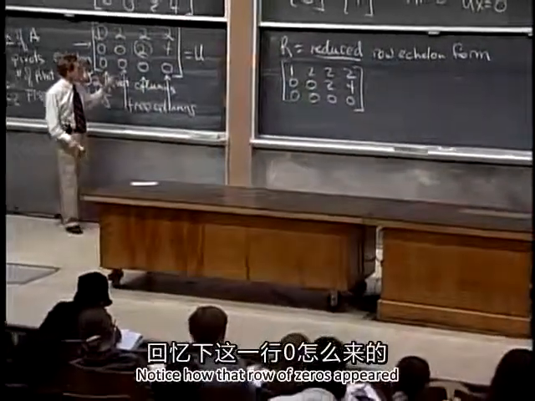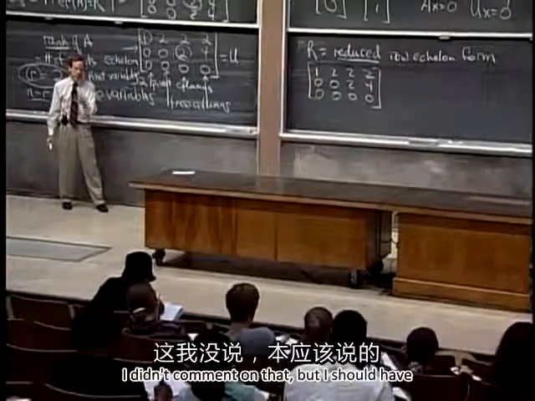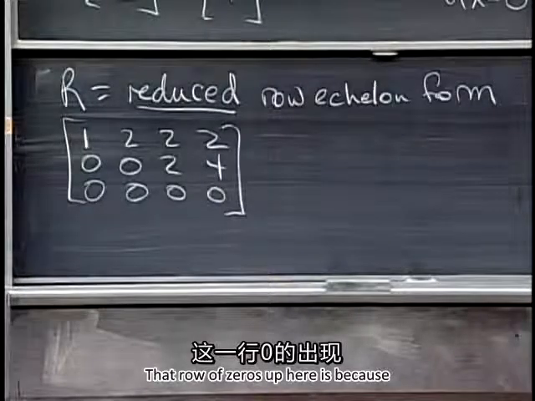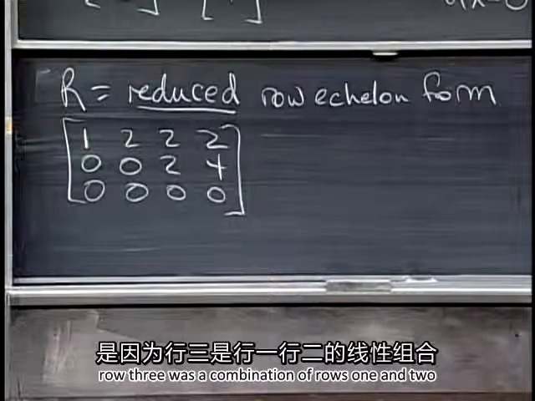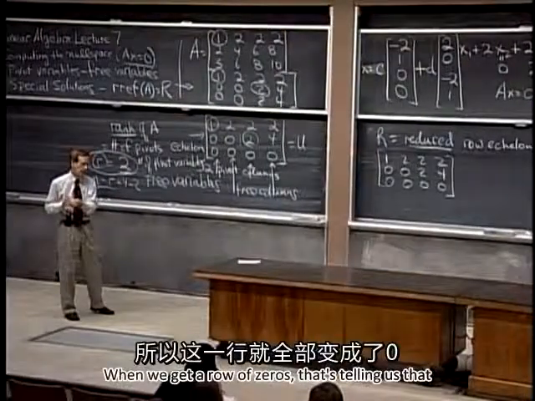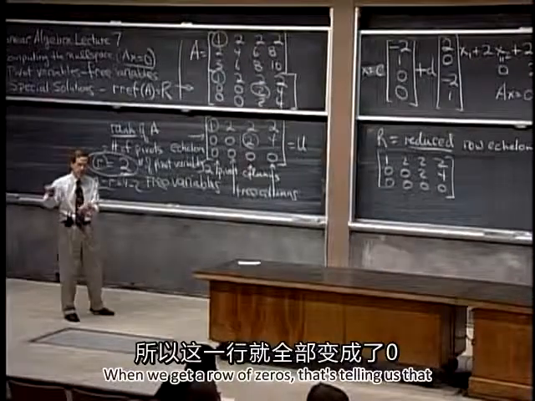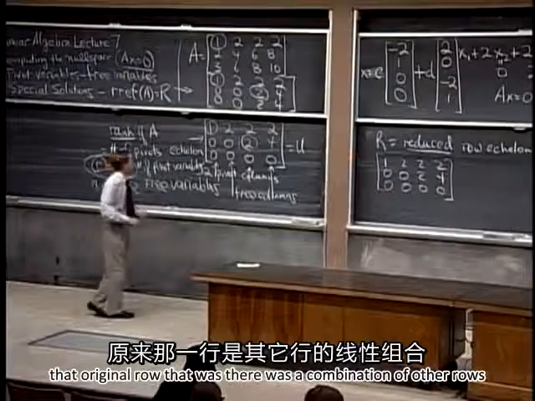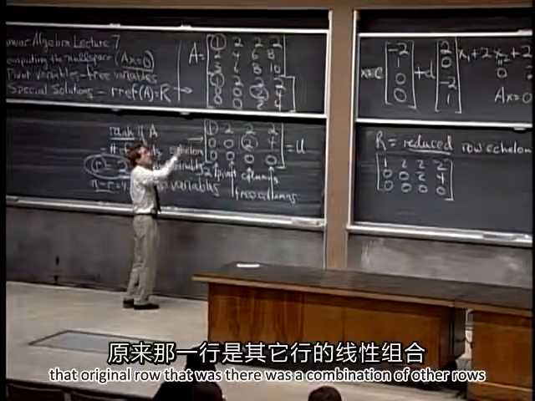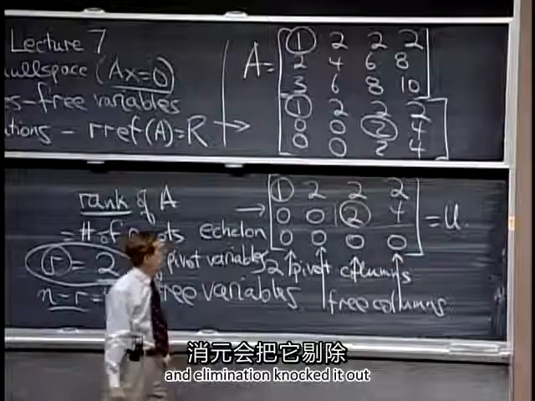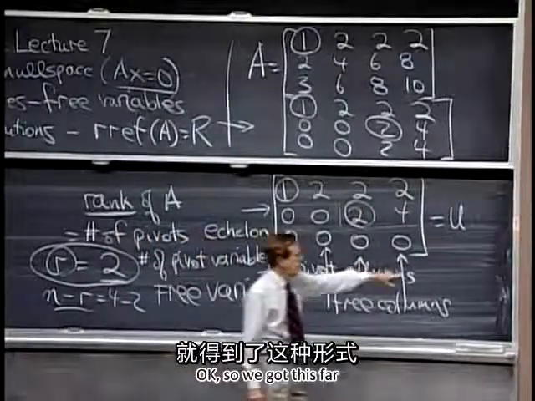Notice how that row of zeros appeared. I didn't comment on that, but I should have. That row of zeros appeared because row 3 was a combination of rows 1 and 2, and elimination discovered that fact. When we get a row of zeros, that's telling us that the original row that was there was a combination of other rows, and elimination knocked it out. Okay, so we got this far.